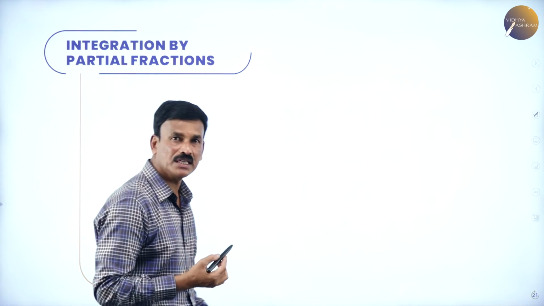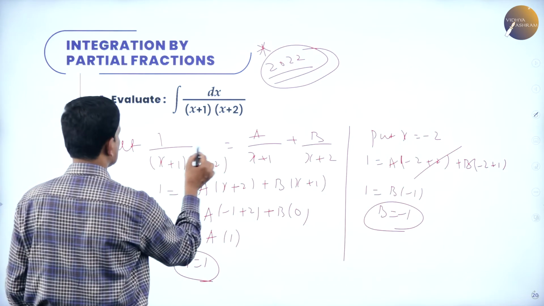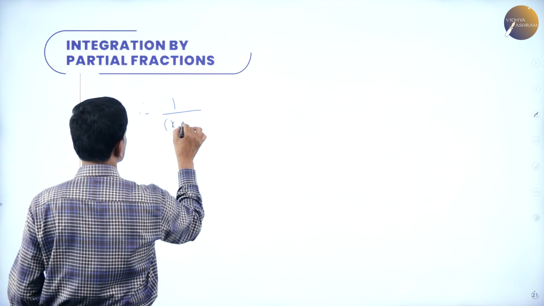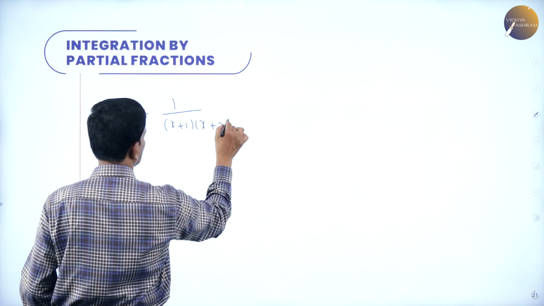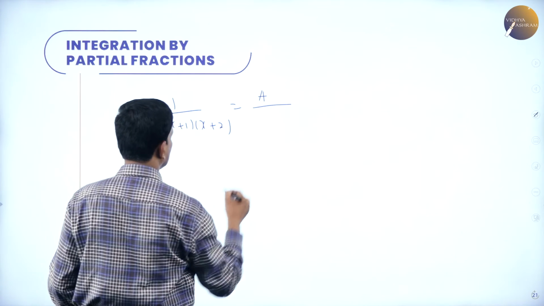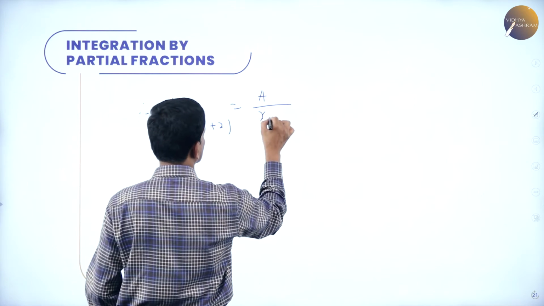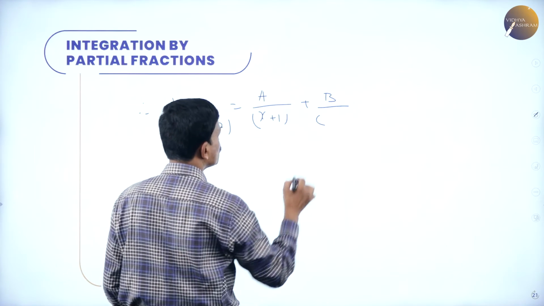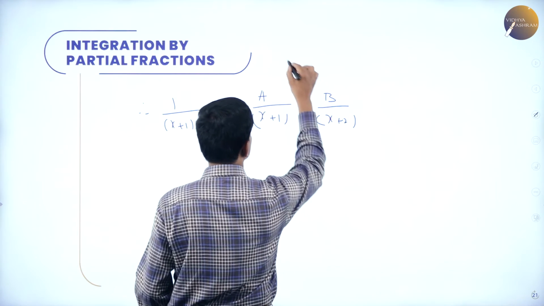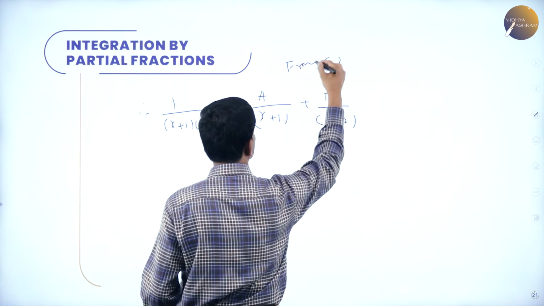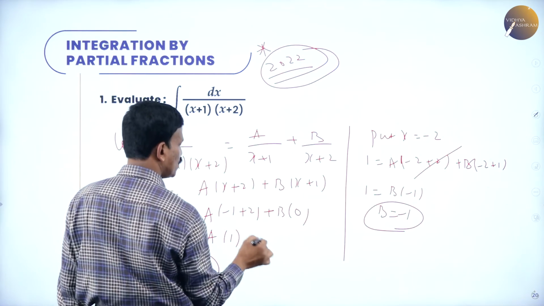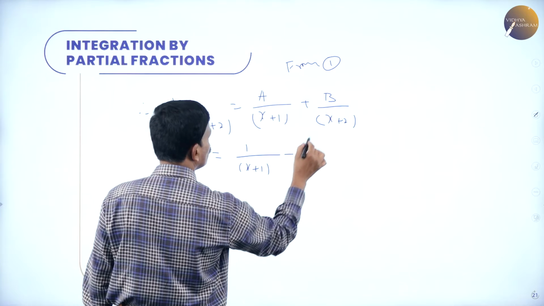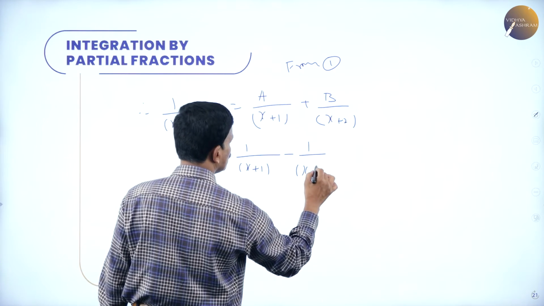So, therefore, the given equation reduces to, what is this? 1 over x plus 1 into x plus 2 can be written as a by x plus 1 plus b by x plus 2. This is from equation number 1. Now, a is equal to 1 by x plus 1, and b is equal to minus 1 by x plus 2.